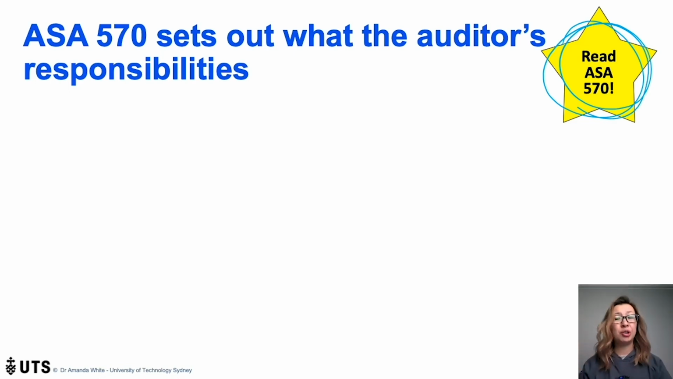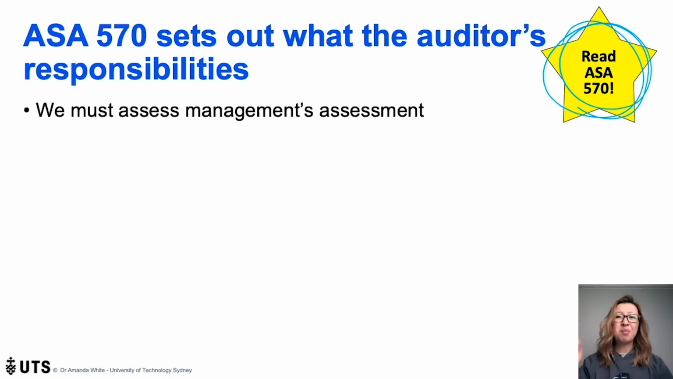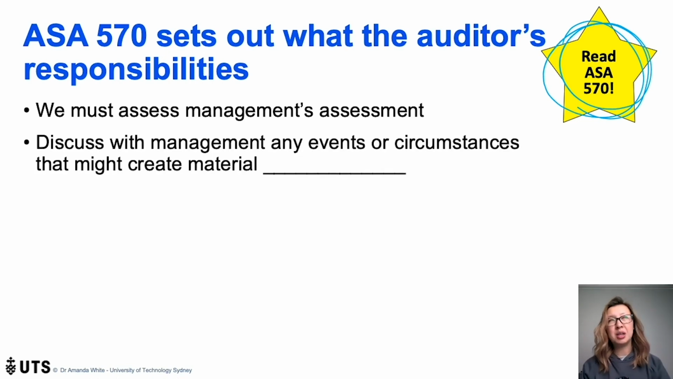It has a really great flowchart. I'm going to show you that flowchart and what the responsibilities are. So management make the assessment: yes, we think we're a going concern, or no, we think we're not. Then we have to assess management's assessment of themselves, which realistically means we need to go and do our own fresh assessment. So we're going to discuss with management any events that might create something called material uncertainties.